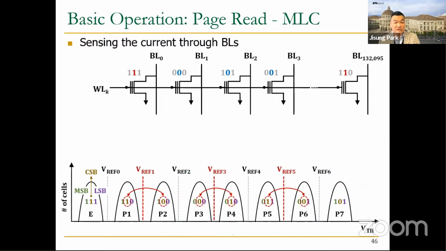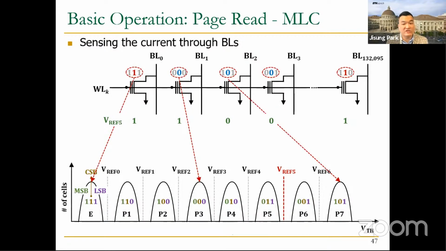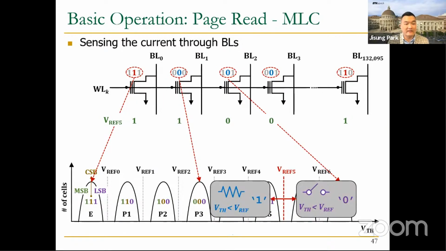Okay, let's go back to the example for reading the CSB page. This shows the sensed data by using BREF5, based on the stored value. So here we should see the threshold voltage state of each cell, not its CSB bit data, because the sensed data is determined by the cell's threshold voltage level and the read reference voltage applied to the cell, right?